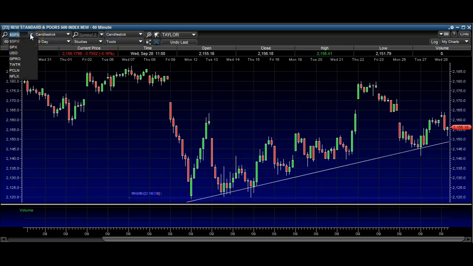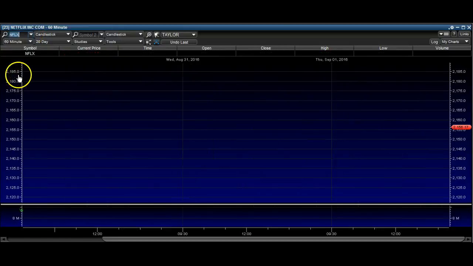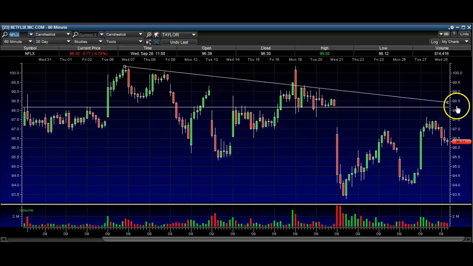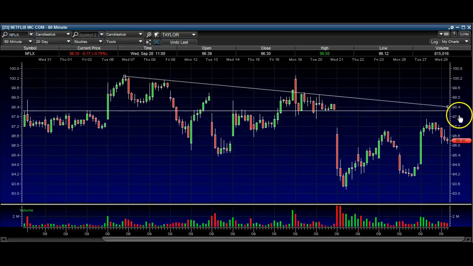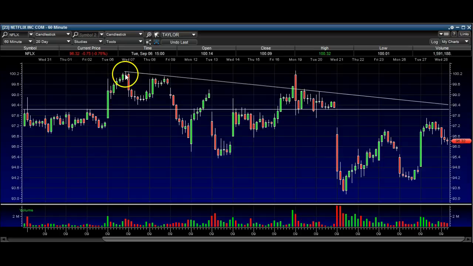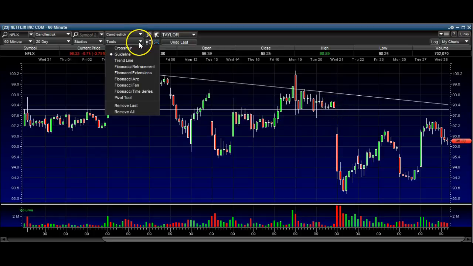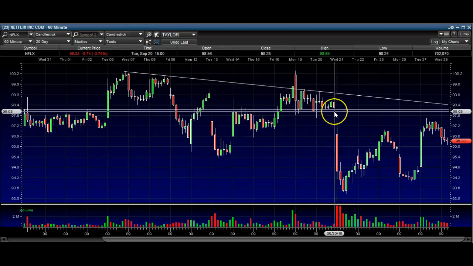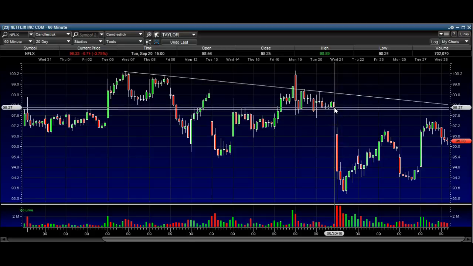So I'm going to move on to the next chart right here, Netflix hourly chart. So Netflix hourly chart, I want to point out a downtrend that we have right here. Here's a high, some lower highs. Look at how many rejections we have at this level right here. Another thing I want to point out here is we also have a gap fill right here that remains unfilled, and that's right around $98. I'll get that exact level, the close of that candle, 98.25 right there.